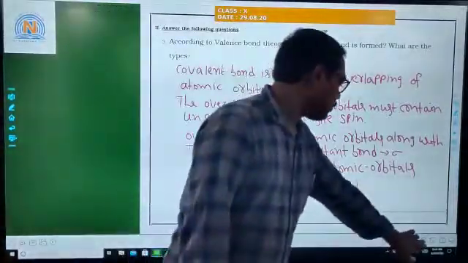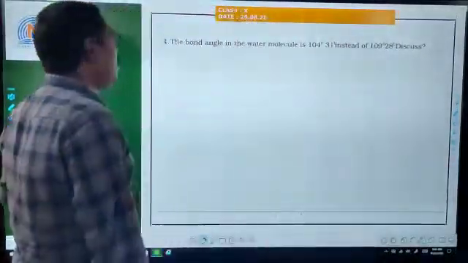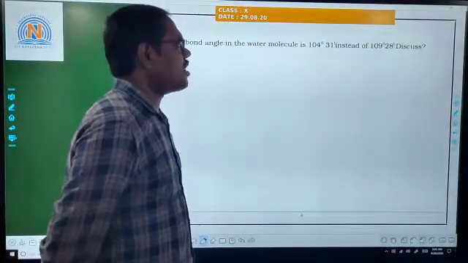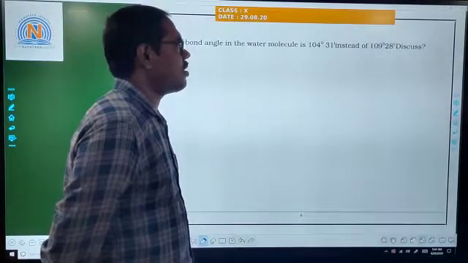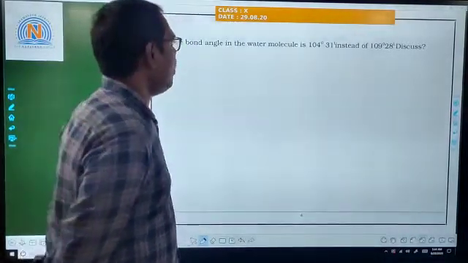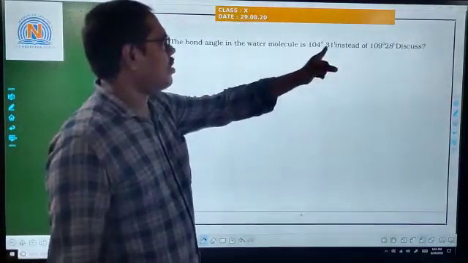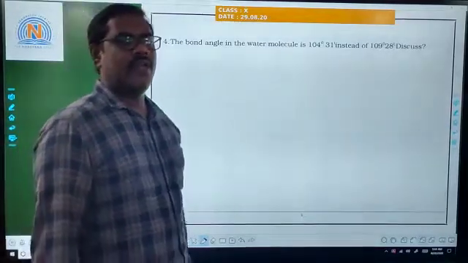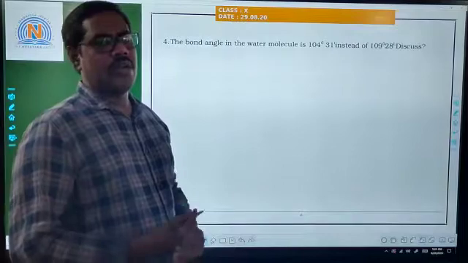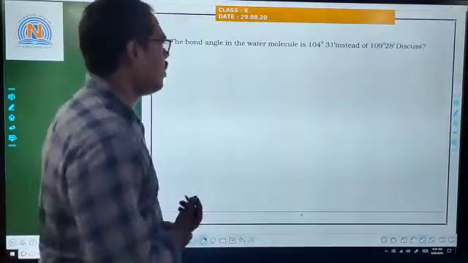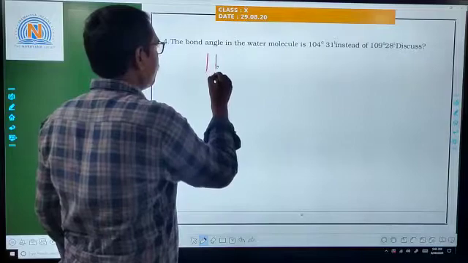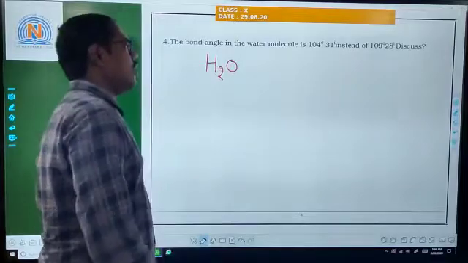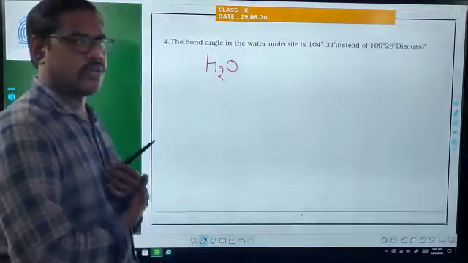Next, the bond angle in the water molecule is 104 degrees 31 minutes instead of 109 degrees 28 minutes. Generally, the bond angle of the water molecule is 104 degrees 31 minutes. Why is it not 109 degrees 28 minutes? If we observe the structure of the water molecule, then we can understand the answer. Water's chemical formula is H2O, that means water contains one oxygen atom and two hydrogen atoms.